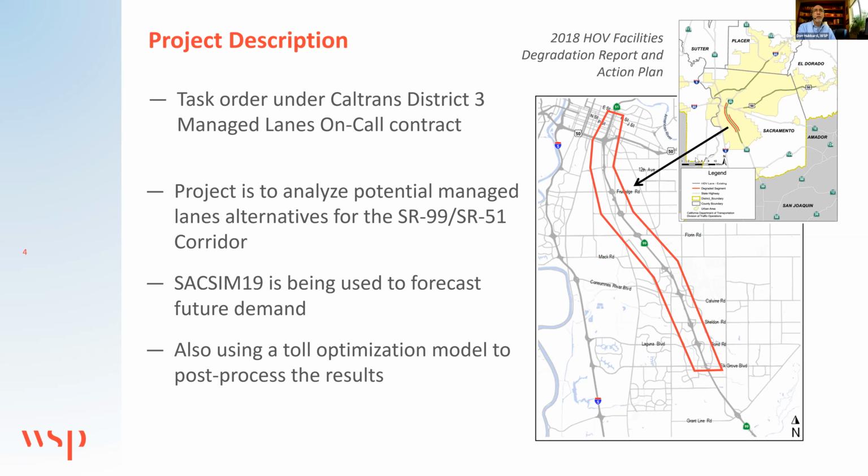And as you can see in the top right-hand corner, what really triggered this was the fact that periodically Caltrans has to report to FHWA on degradation in HOV facilities. This particular facility was the only one in Caltrans District 3 that was showing degraded operation in the HOV lanes. They were much below the 45 mile an hour standard. And so that prompted a study of what you could do to improve those operations. Next slide, please.